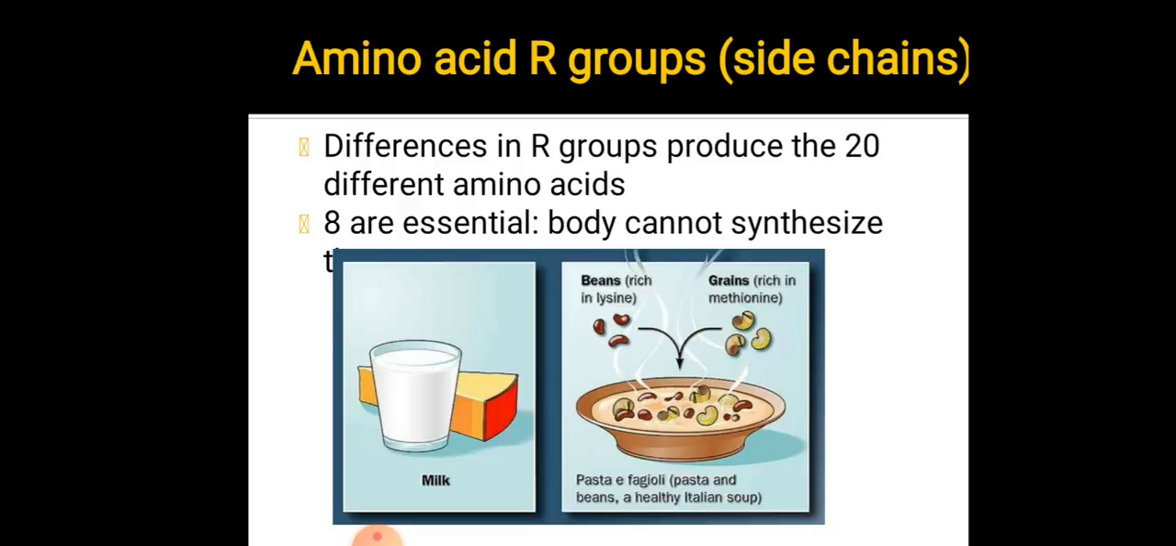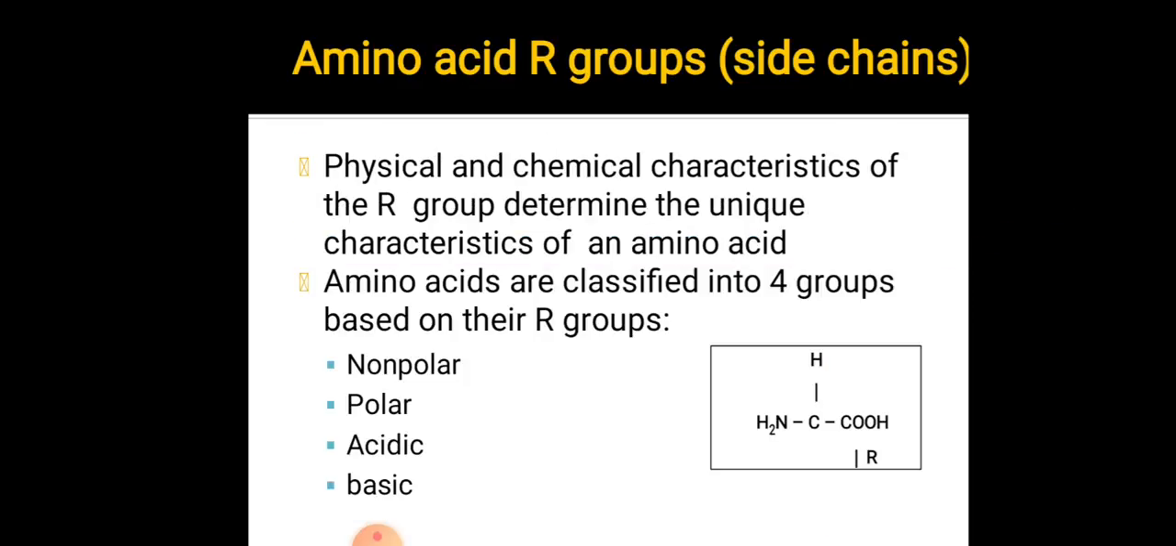Beans are rich in lysine, grains are rich in methionine. How to remember? Pasta e fagioli, pasta and beans, a healthy Italian soup. Each letter of the alphabet denotes one of these 8 essential amino acids. This is a trick to remember the 8 essential amino acids easily.